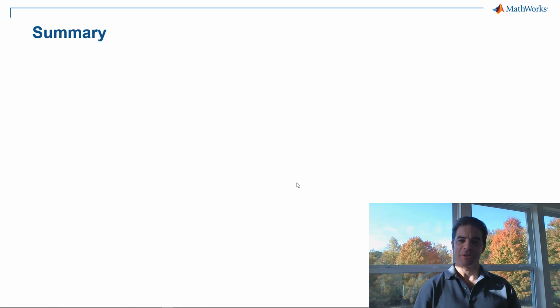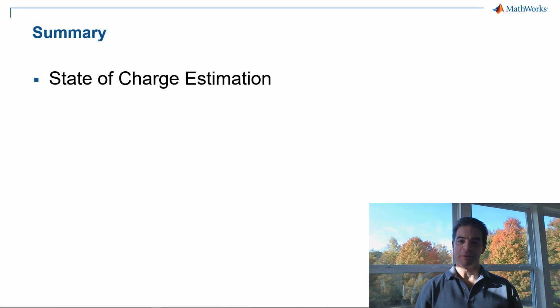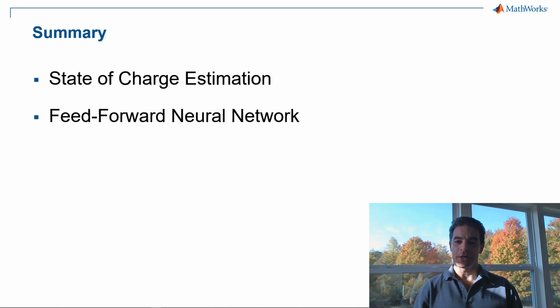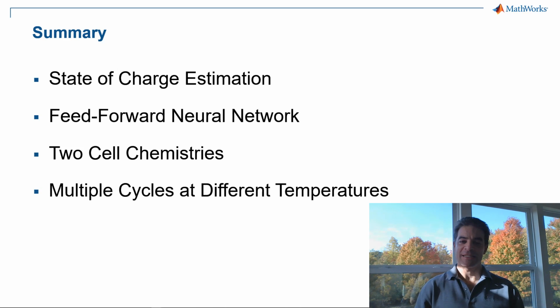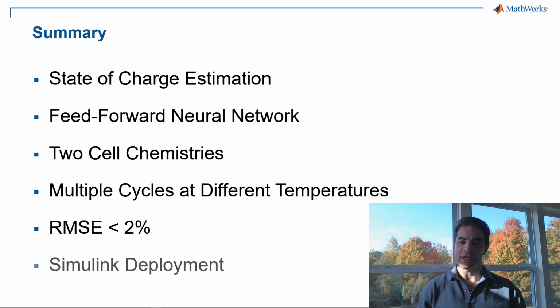Okay, let's now summarize what we've shared with you in this event. We began with the problem statement, the importance and challenges associated with battery state of charge estimation. As an alternative to the state-of-the-art techniques, we presented the work and results of a team at McMaster University on the use of MATLAB and Deep Learning Toolbox to create a feed-forward neural network for the estimation of state of charge. Using data from 2 different cell chemistries and multiple temperatures, the neural network could predict state of charge within 2% accuracy. Finally, we showed how to deploy the trained network in Simulink using a new block called Predict.